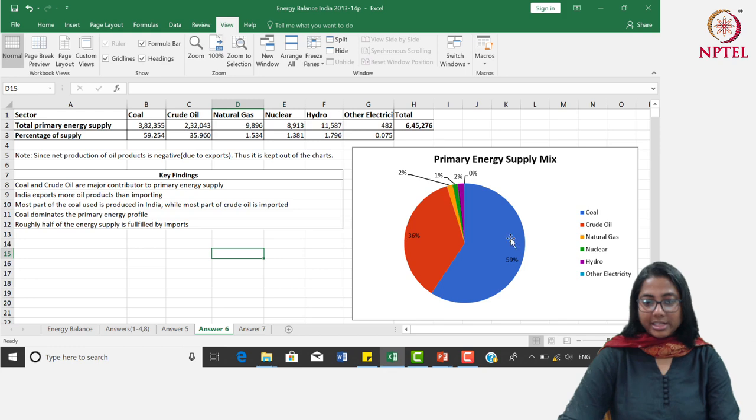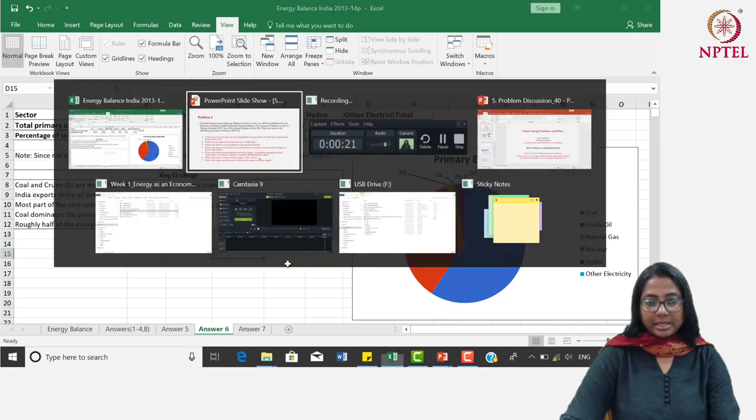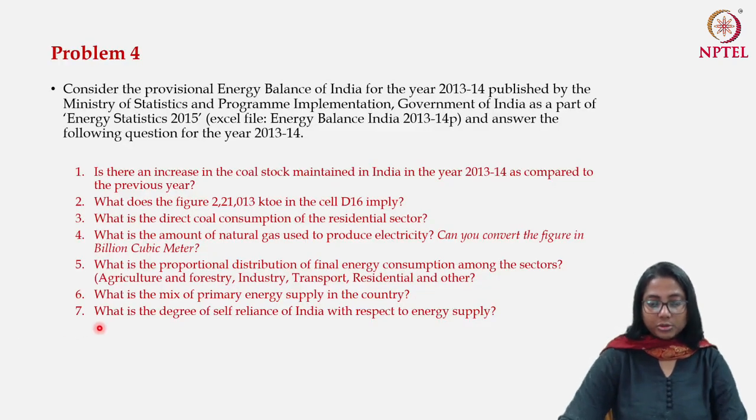So this is how the energy mix looks like. Let us next move on to the last question, which asks you what is the degree of self-reliance of India with respect to energy supply.